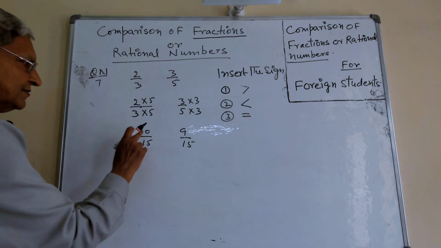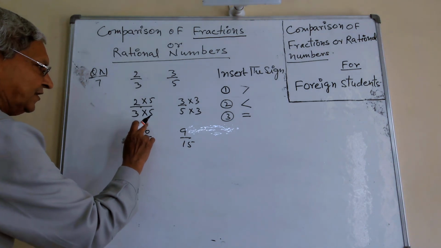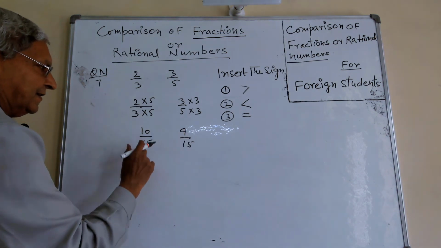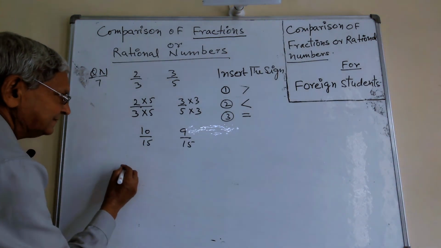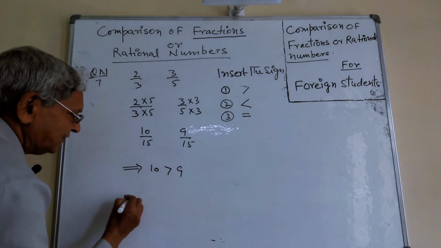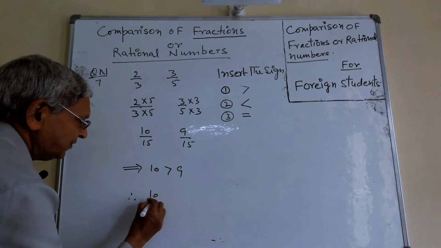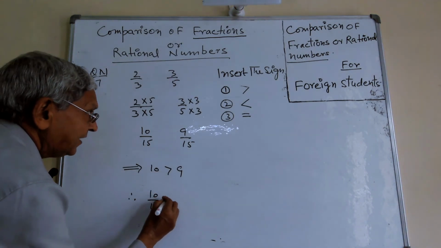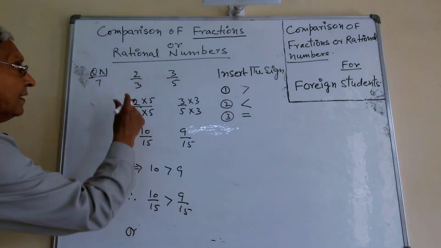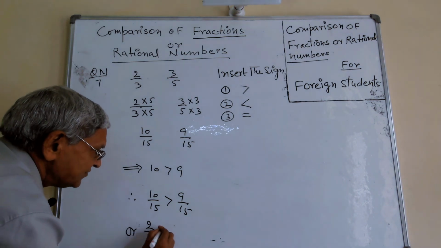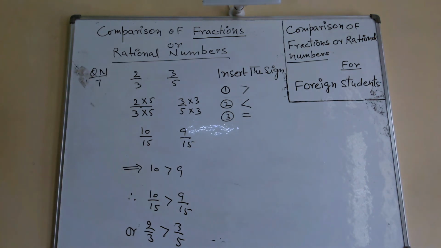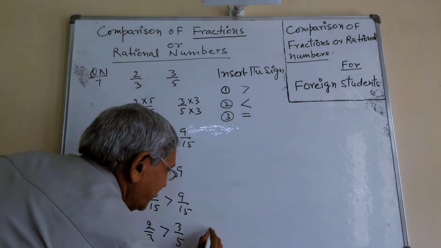Here the numerator of the first fraction is 10 and the numerator of the second fraction is 9. This implies 10 is greater than 9. Therefore, 10 by 15 is greater than 9 by 15, or 2 by 3 is greater than 3 by 5. First sign, first sign.